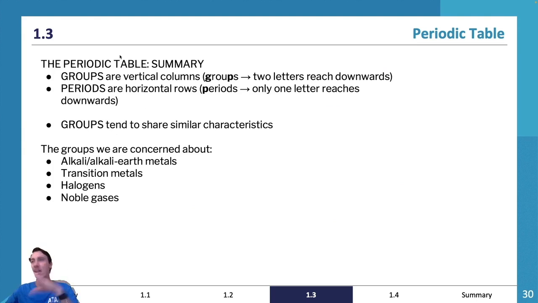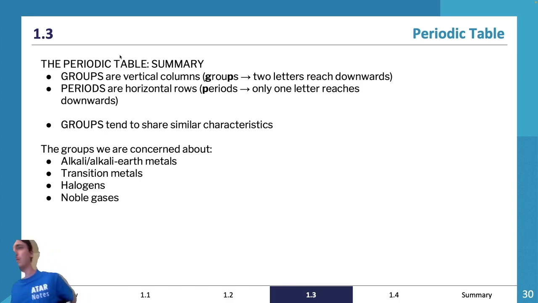Now, as you can see here, groups are the vertical columns. Two letters that reach downwards is a way of remembering it. Periods are horizontal rows because they only have one letter that reaches downwards. Look, if that helps you, go ahead and use it. If it doesn't, don't stress yourself with it. I don't think it's necessary to use little tools like that. I think you can remember it without it.